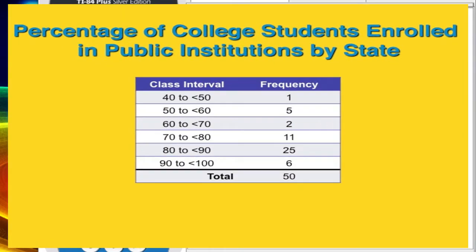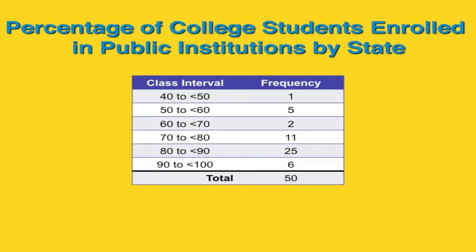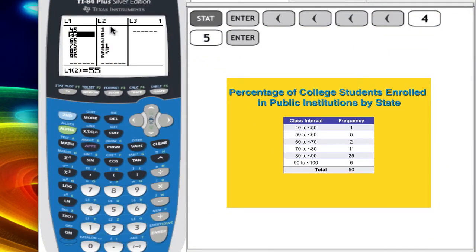The last thing is if you have information that was in a summary table or a tally chart. I have already entered in this information in L1 and L2. This is the percentage of college students enrolled in public schools by state. So for example, between 40 and 50% occurred in one state. So there was just one state that had between 40 and 50% of its students enrolled in public universities. There were 5 states that had between 50 and 60, etc., etc.